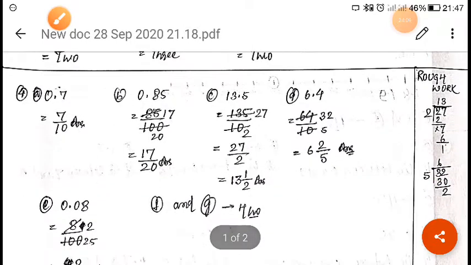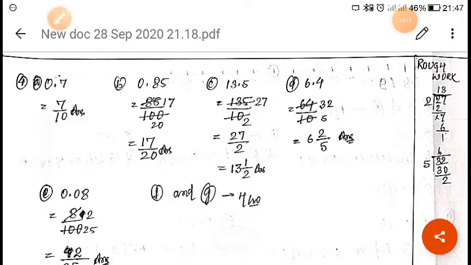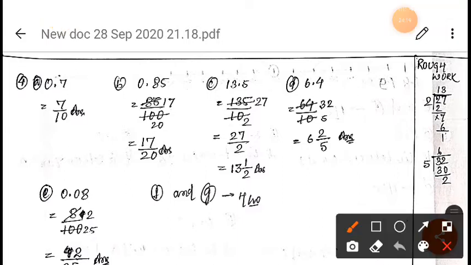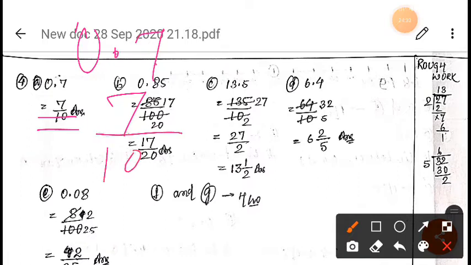Now next is convert the following decimals into fractions. How will we convert this? It is also very easy. You just see, it is written 0.7. So you write 7 there, as I have already told you in exercise 6.1. After the point, how many digits are there? Only one digit, so 10. If it is divisible, you divide. If not, you leave it as it is. So that will be the answer.